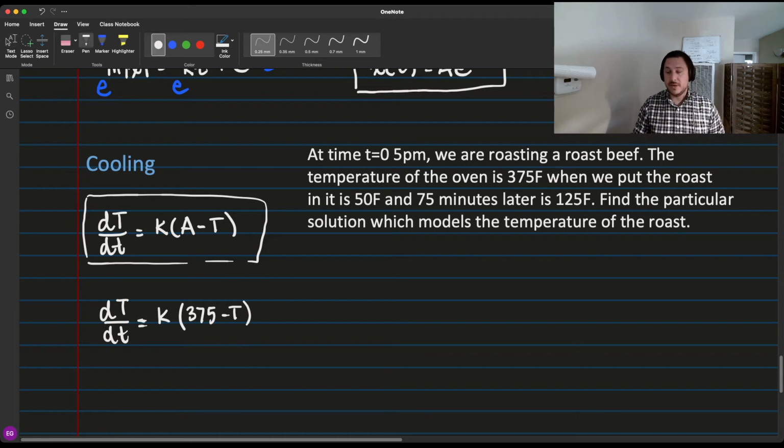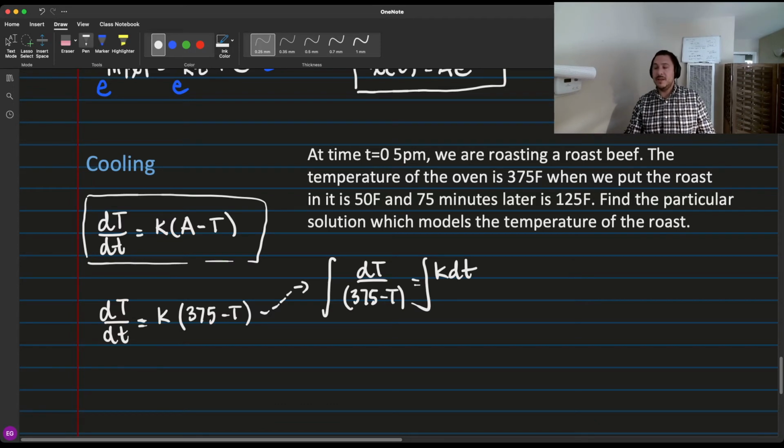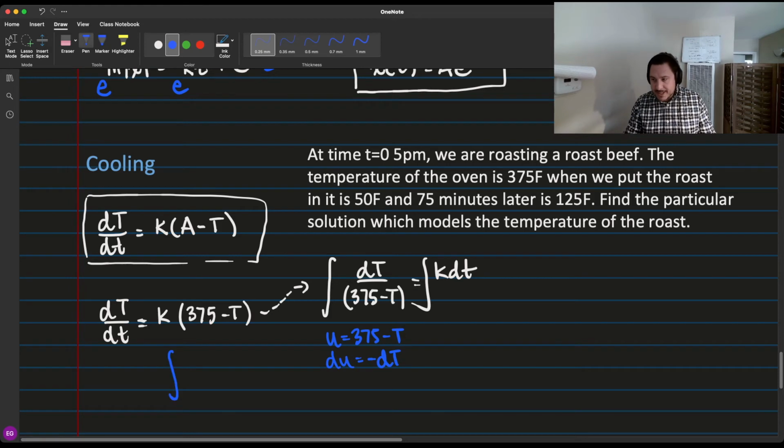Okay, so let's solve the differential equation. We want everything with T on the left, so we're going to get dT over 375 minus T equals k dt. And we're going to integrate. So all I did was just move everything around. Okay, we can do u substitution on the left. You would set your u equal to 375 minus T. And then what would your du be? It would be minus dT. So that ends up being the antiderivative of minus du over u. So you get minus natural log absolute value 375 minus T equals kt plus c.